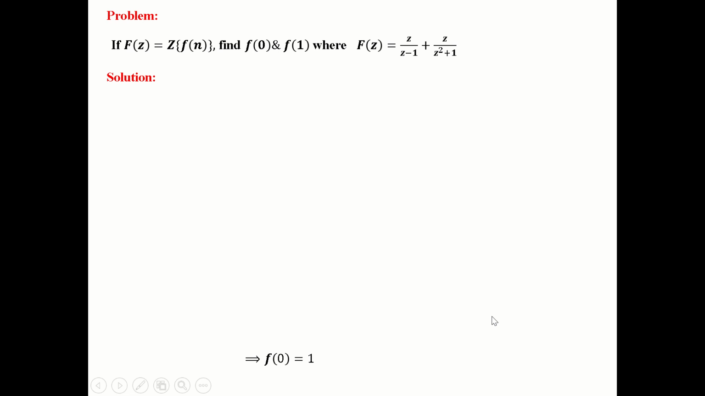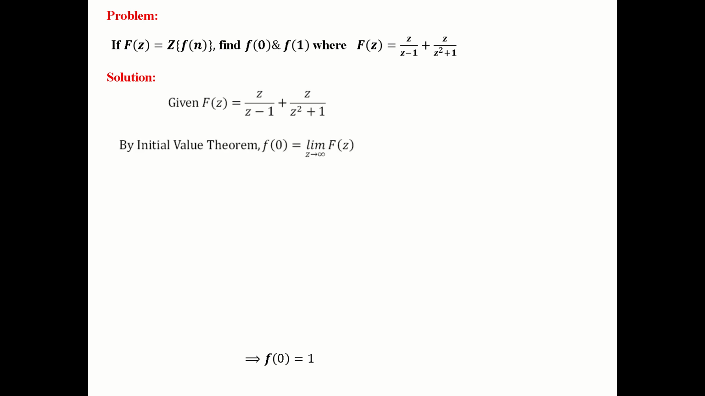Next problem. If f of n is the inverse Z-transform of F of z, find f of 0 and f of 1, where capital F of z is equal to z by z minus 1 plus z by z square plus 1. Given capital F of z equal to z by z minus 1 plus z by z square plus 1, by the initial value theorem we know f of 0 is equal to limit z tends to infinity F of z.